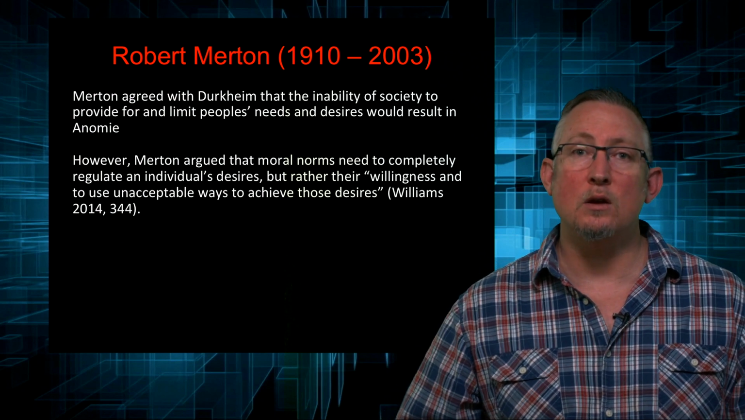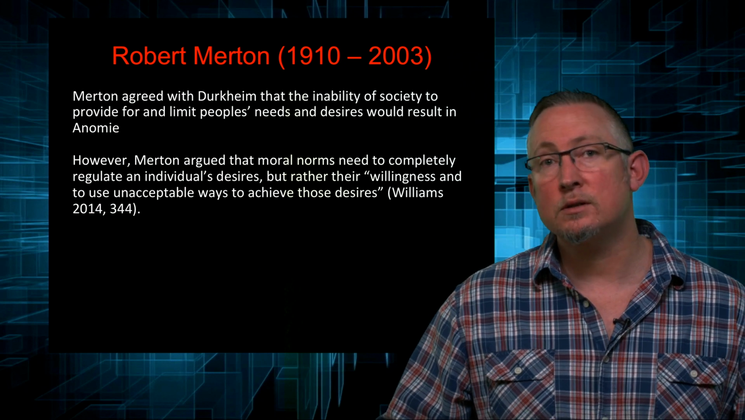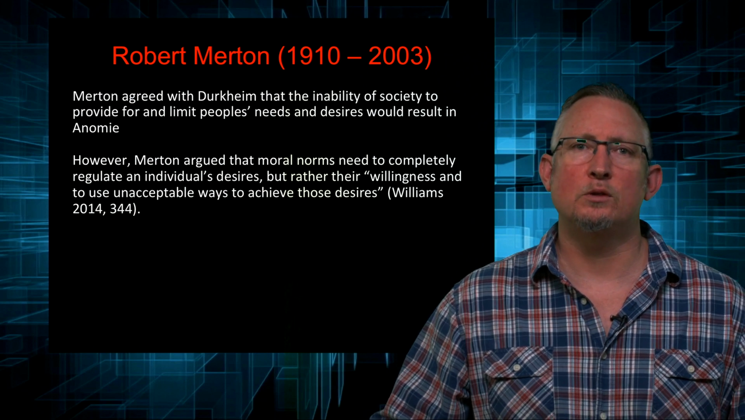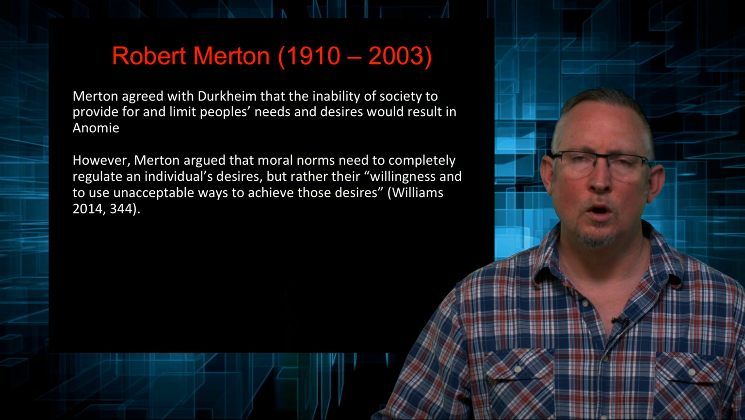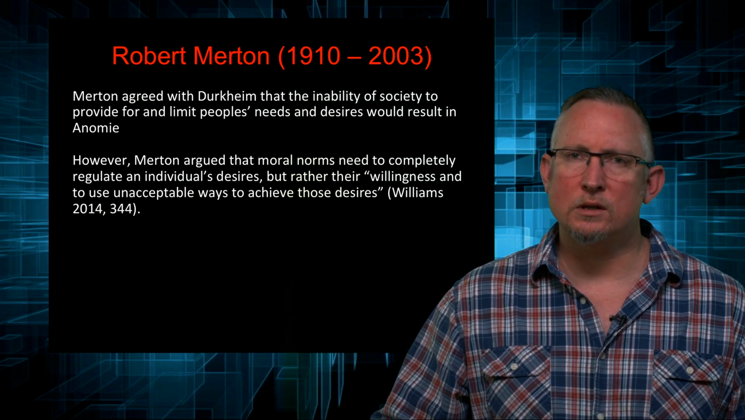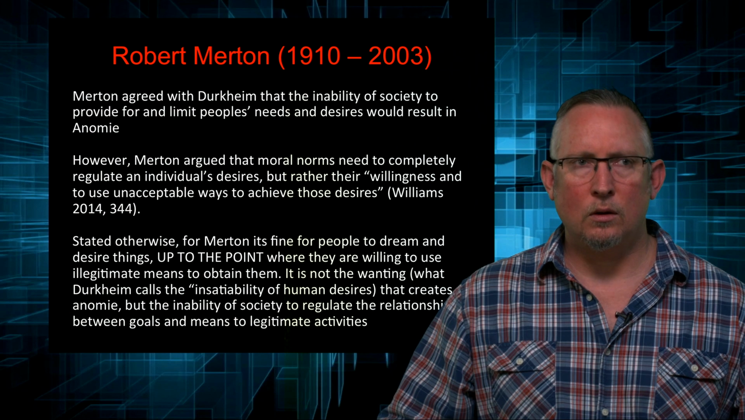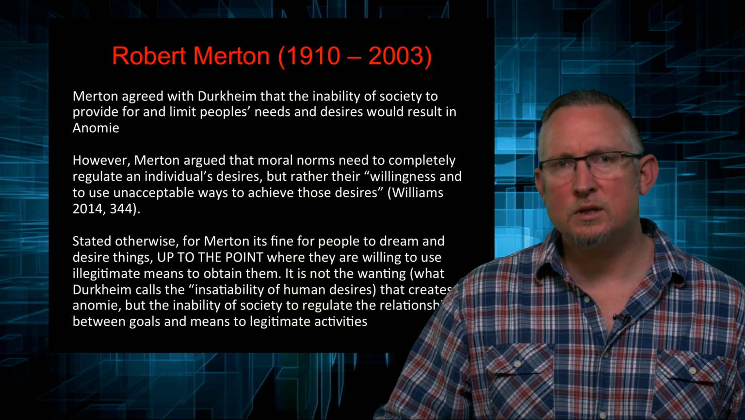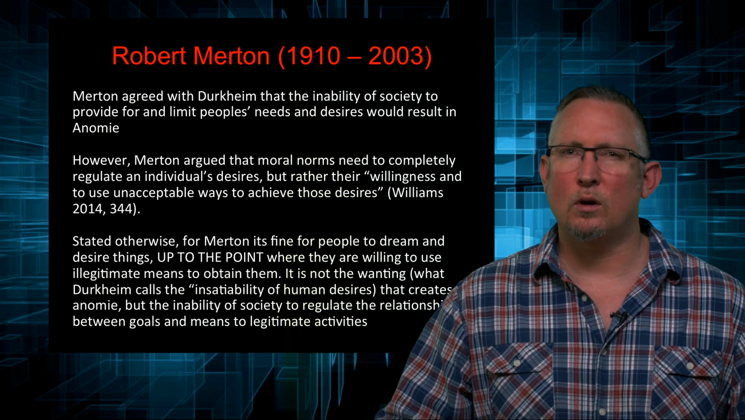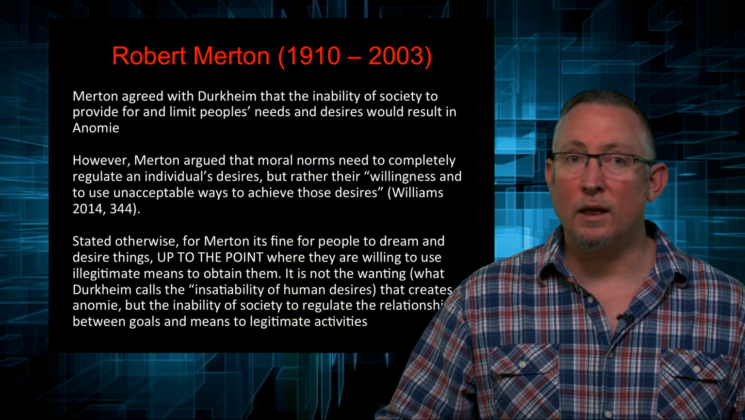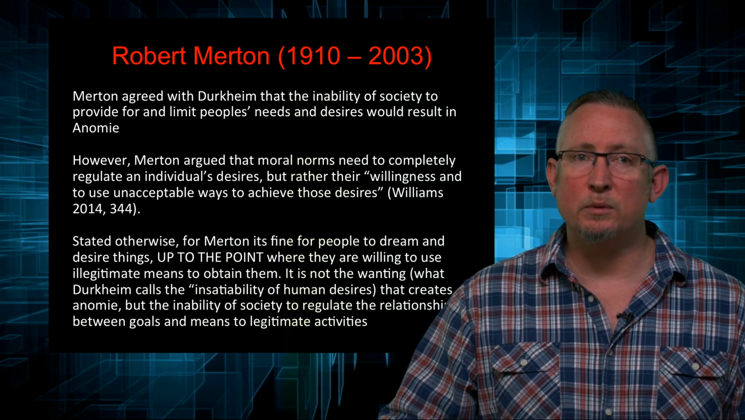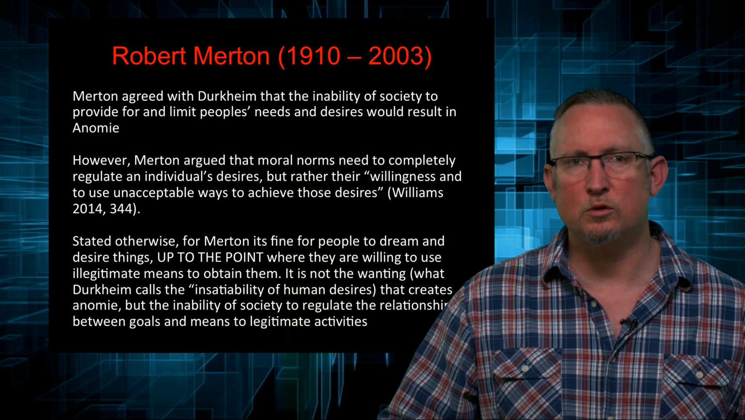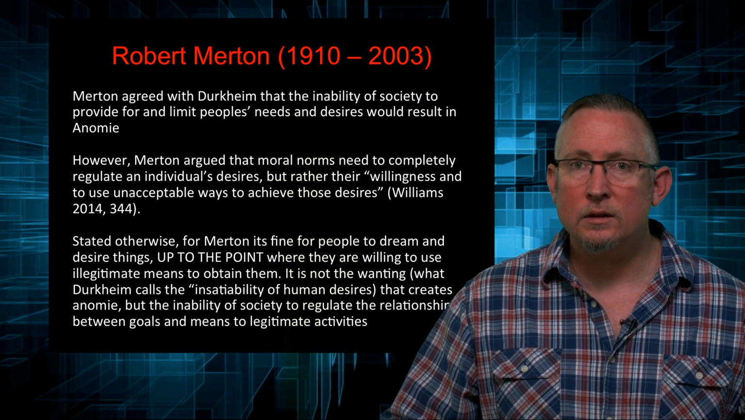However, Merton argued that moral norms need not completely regulate an individual's desires, but rather their willingness to use unacceptable ways to achieve these desires. So what Merton is saying in effect is that impossible dreams or unlikely dreams themselves don't necessarily predict or generate criminal activity. For Merton, it's fine for people to dream and desire things up to the point where they're willing to use illegitimate means to obtain them. It's not the wanting that's the bad thing.